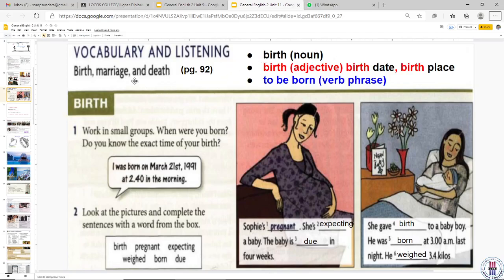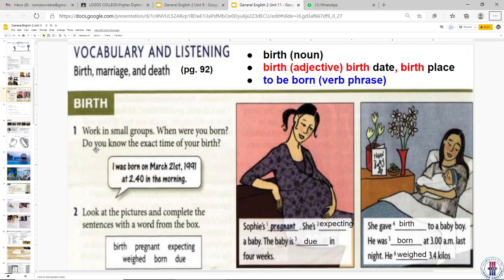So birth, let's first look at the word birth. Birth is a noun. But it can also act as an adjective, such as birth date, all right, or birthplace. Because here the word birth describes date and it describes place. So usually birth is a noun, but it can also be an adjective. Birth date, birthplace. The verb is to be born. All right, that's a verb phrase.